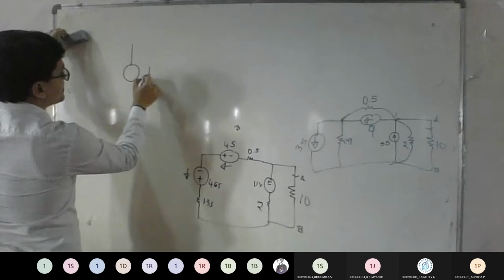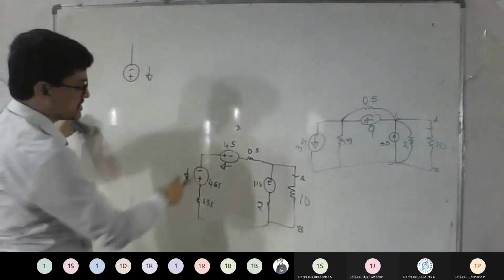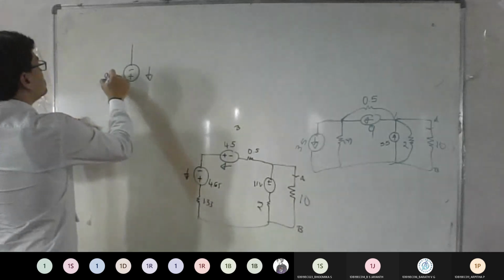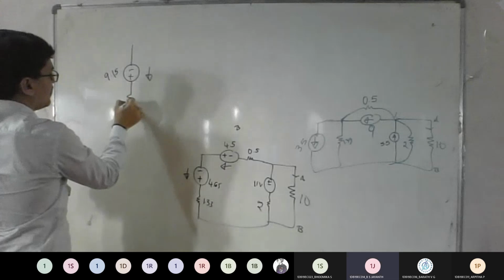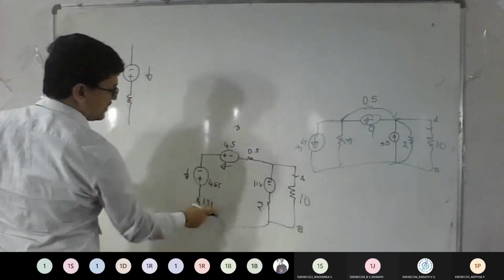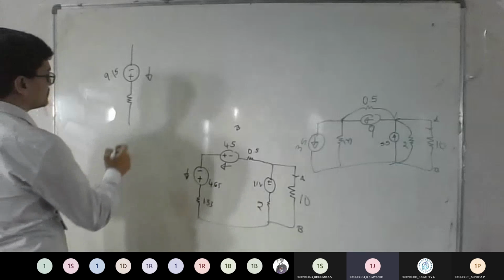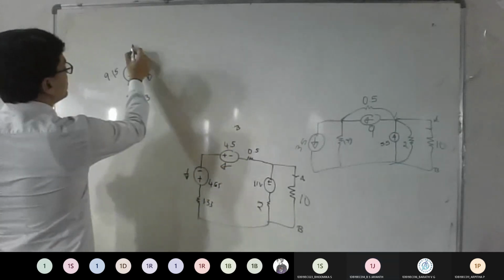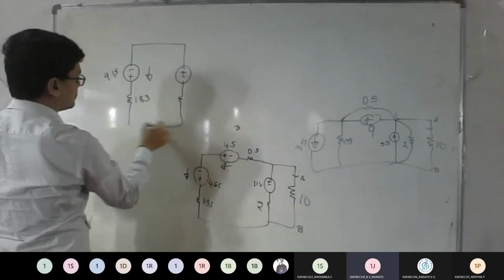So let me take the direction in the same direction. Plus minus only, because it is pointing the same way, correct? Both are the same. How much? 9.15. And you have one resistor 0.5 and 1.33. It's 1.83. So we reduce this complete part.